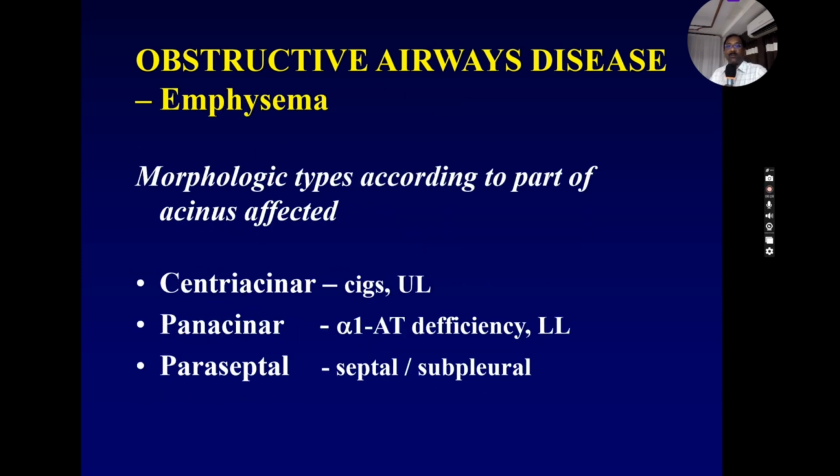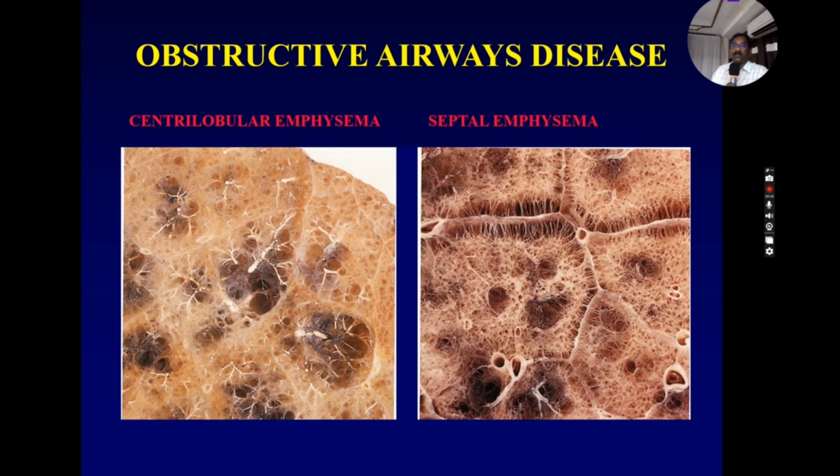Morphological types according to the part of the acinus affected in emphysema: the centriacinal, mostly cigarette-induced, and the upper lobes are involved here. Panacinal, here the alpha-1 antitrypsin deficiency, mostly the lower lobes, and paraseptal, either septal or subpleural. See the picture here, it's the centrilobular emphysema on the left side. On the right side, you will have the septal emphysema.